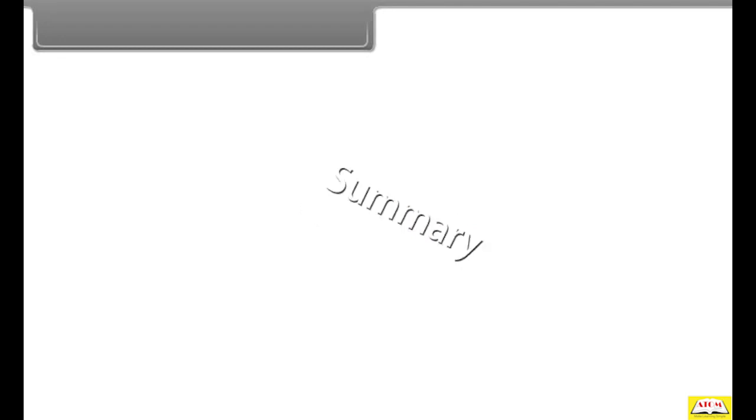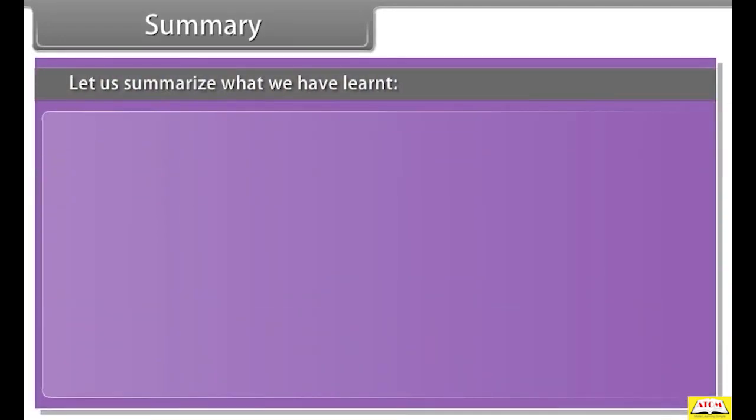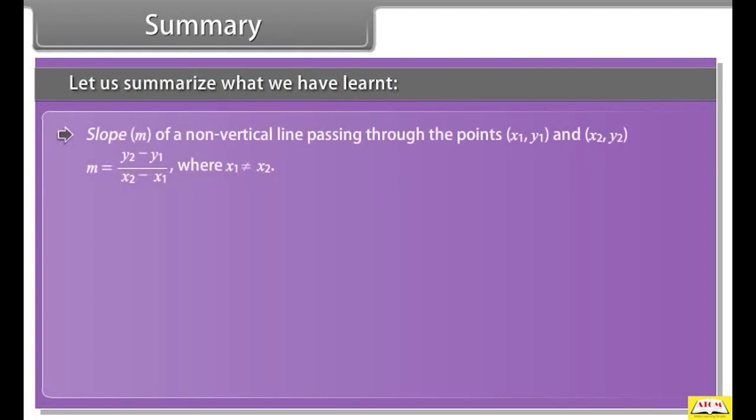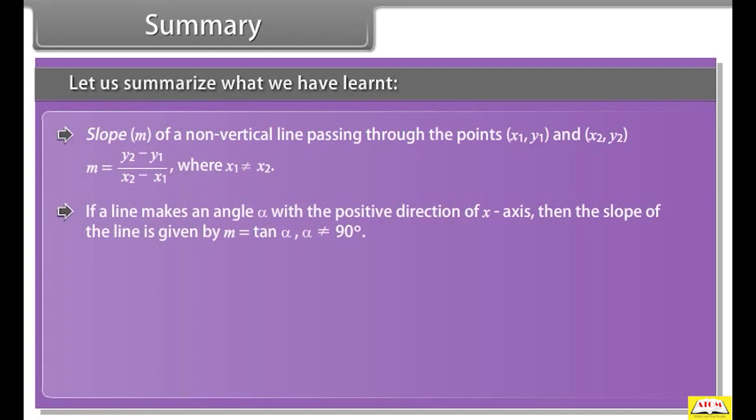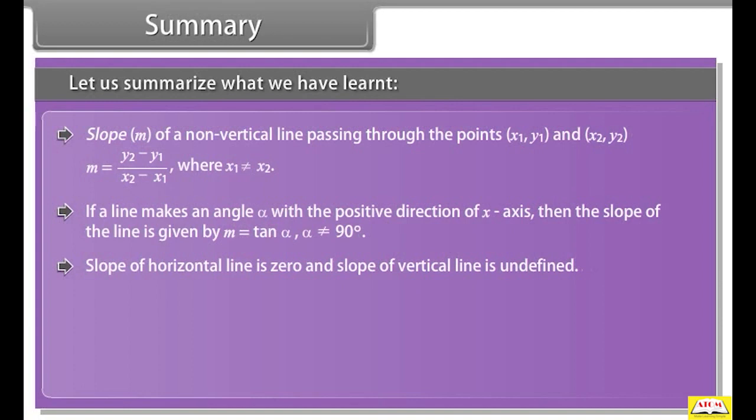Summary. Let's summarize what we have learnt. Slope m of a non-vertical line passing through the points (x1, y1) and (x2, y2). If a line makes an angle alpha with the positive direction of x-axis, then the slope of the line is given by m is equal to tan alpha. Slope of horizontal line is 0 and slope of vertical line is undefined.